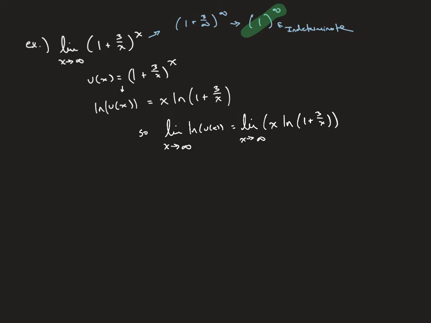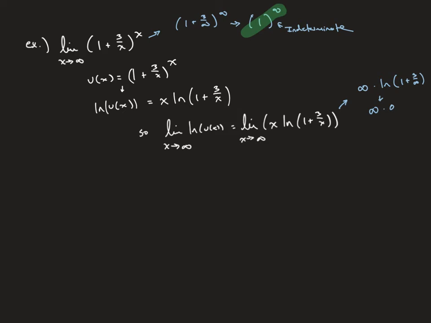Let's try some direct substitution here. When we do direct substitution, we're going to get infinity times the natural log of 1 plus 3 over infinity, which is infinity times natural log of 1, which is 0, which is an indeterminate form. And this is an indeterminate form that we studied in class, just like infinity minus infinity, that we can algebraically manipulate to get into 0 over 0 or infinity over infinity.